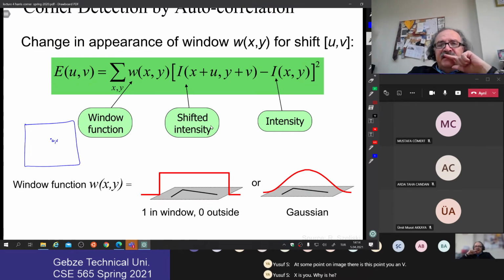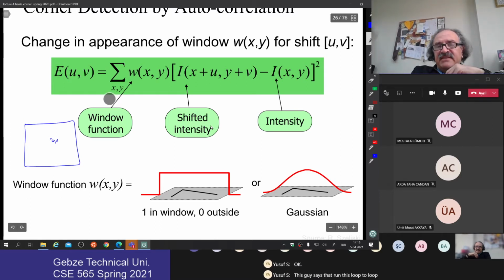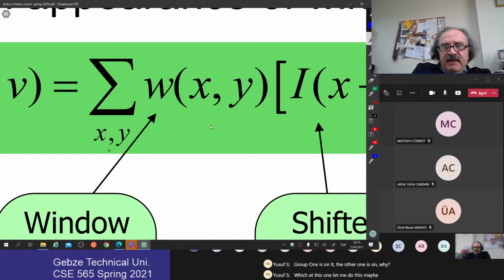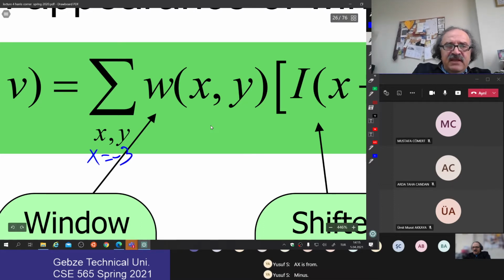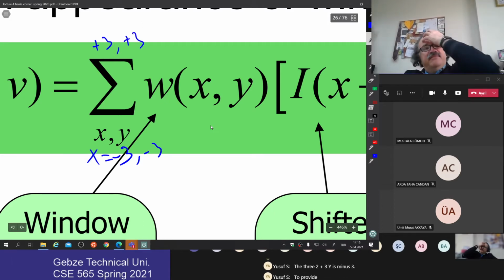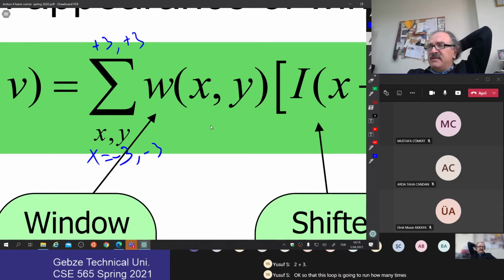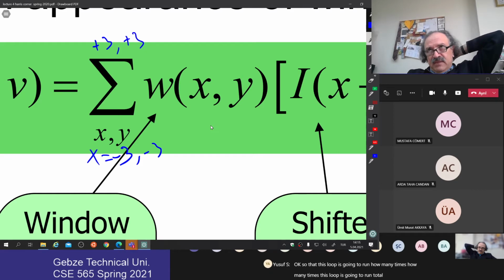This says to run this loop, two nested loops actually. One is on X, the other one is on Y. Let me do this: X is from minus 3 to plus 3, Y is minus 3 to plus 3. So how many times is this loop going to run in total? These two nested loops.